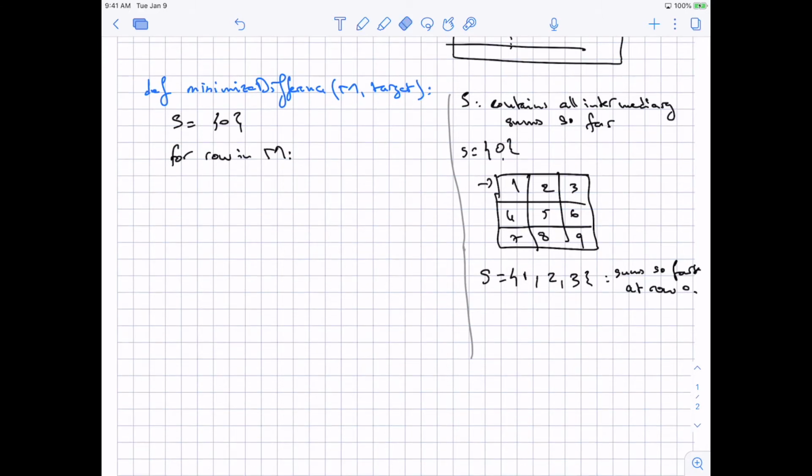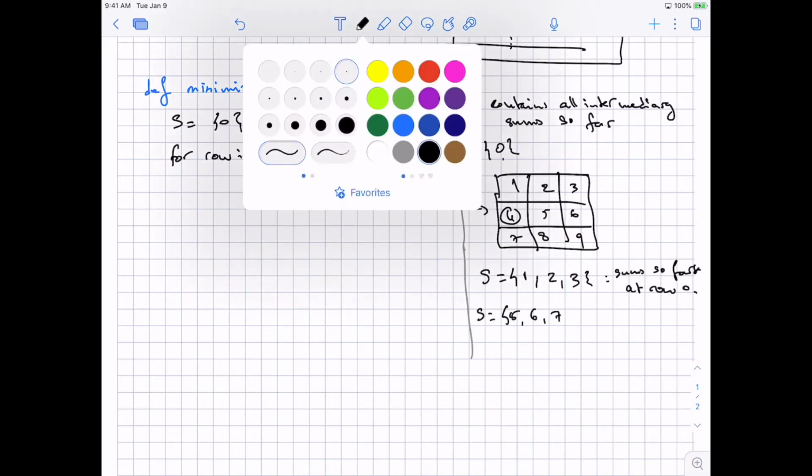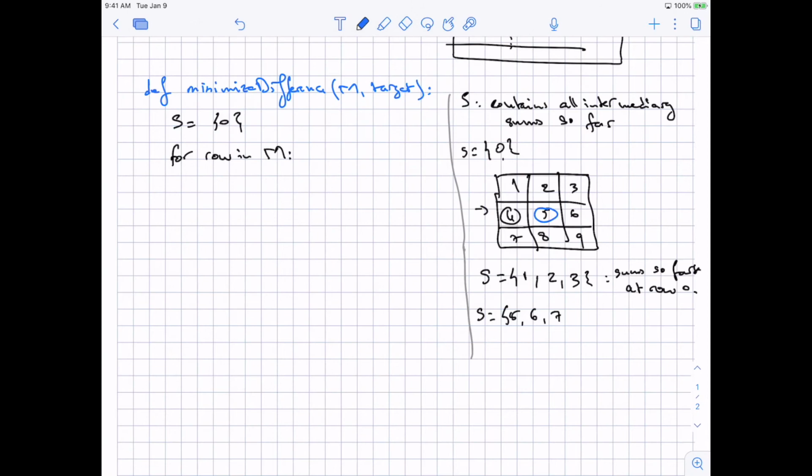And then the next iteration with this for loop, we'll go to the second row here, and we will go with this S. So that would mean we will take 4 and add it to each one of them, right? So our S would be 4 plus 1, that's 5. 4 plus 2, that's 6. 4 plus 3, that's 7. And now we are done with 4, we go to 5.